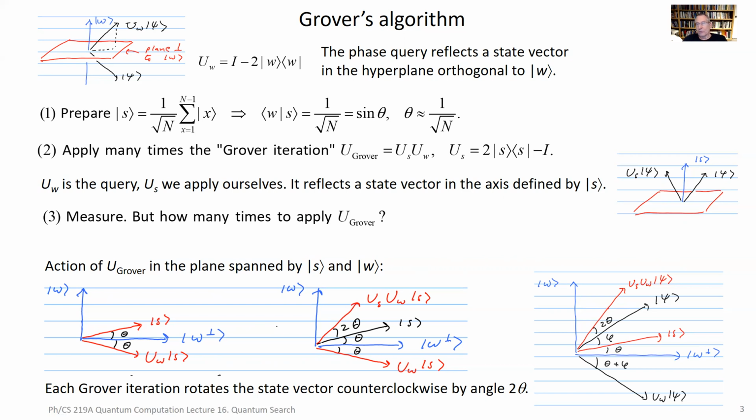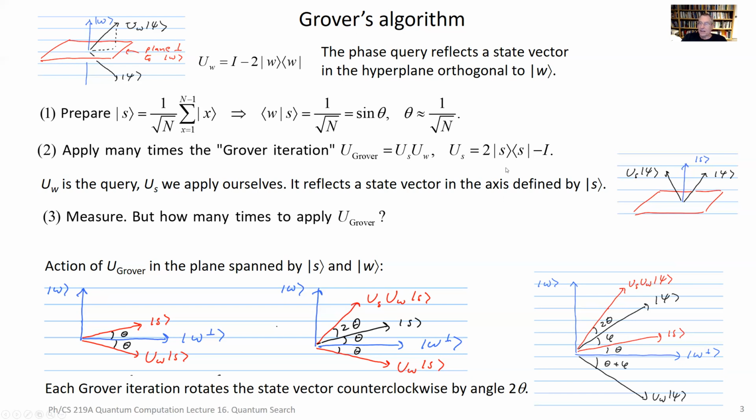And now what our algorithm is going to consist of is many repeated applications of the same unitary, which I'm going to call U Grover, the Grover iteration, because I'm going to do it many times. And it consists of a product of 2 unitaries, one of which is U sub W, that's the query to the box. And the other I'm going to call U sub S, and that's this unitary. It is 2 times projection onto S minus identity, okay?